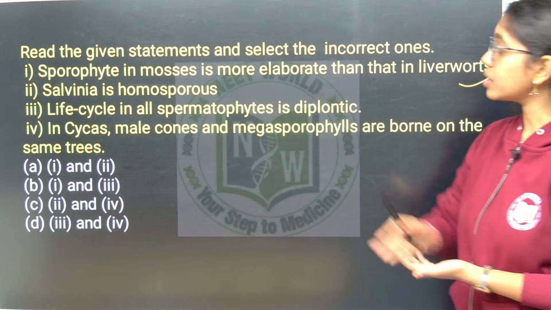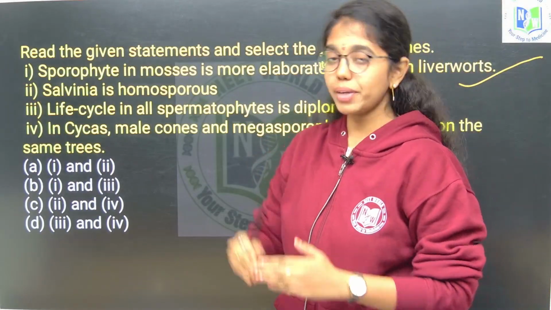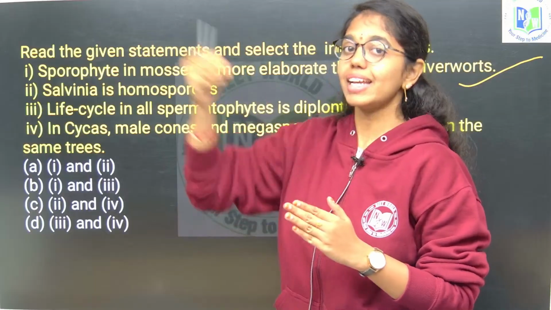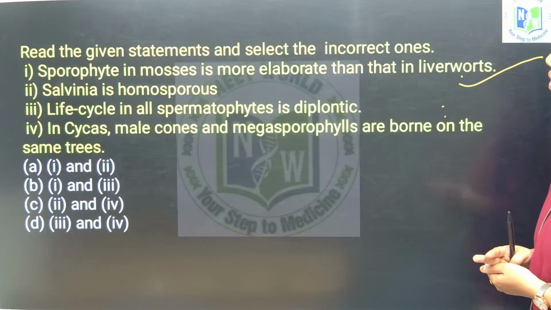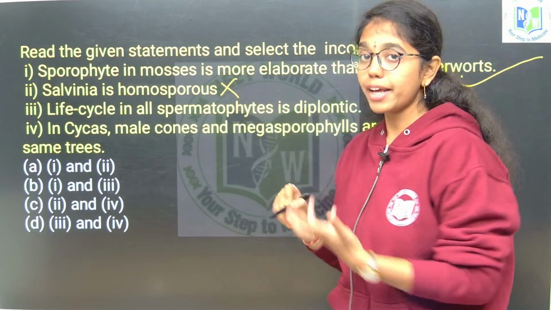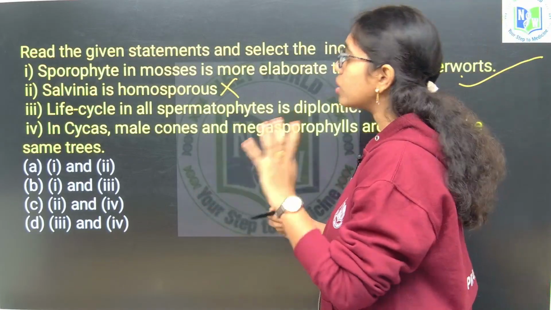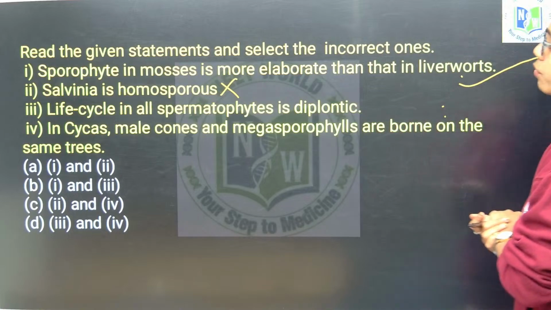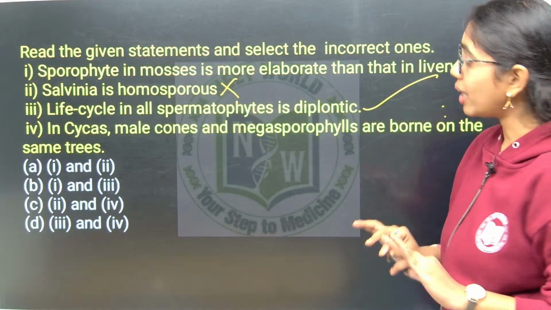True, because in mosses, for example, if you take Funaria, you can see the sporophyte will be having what? Foot, seta and capsule. So it is more elaborate than the liverworts. Next, Salvinia is homosporous. Wrong. We have learnt in pteridophytes, Salvinia and Selaginella are heterosporous. Next, life cycle in all the spermatophytes is diplontic. Yes, spermatophytes will be having diplontic life cycle.